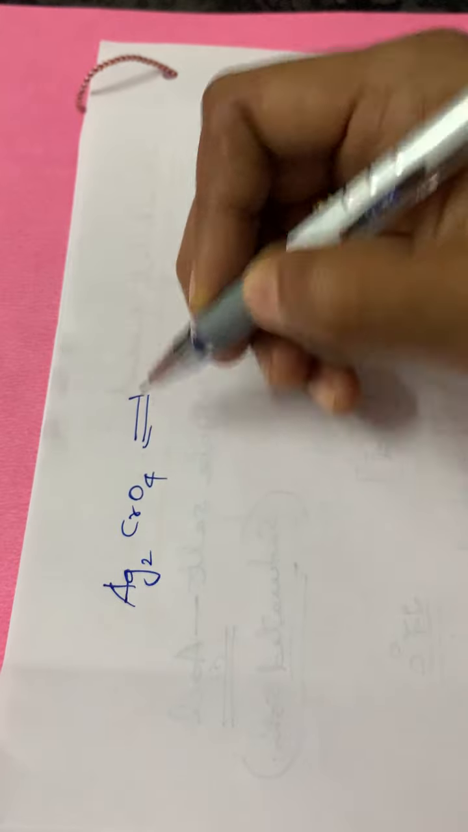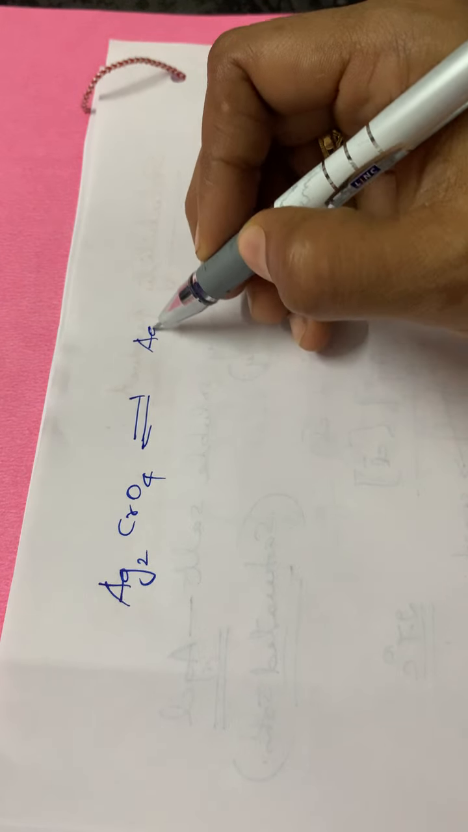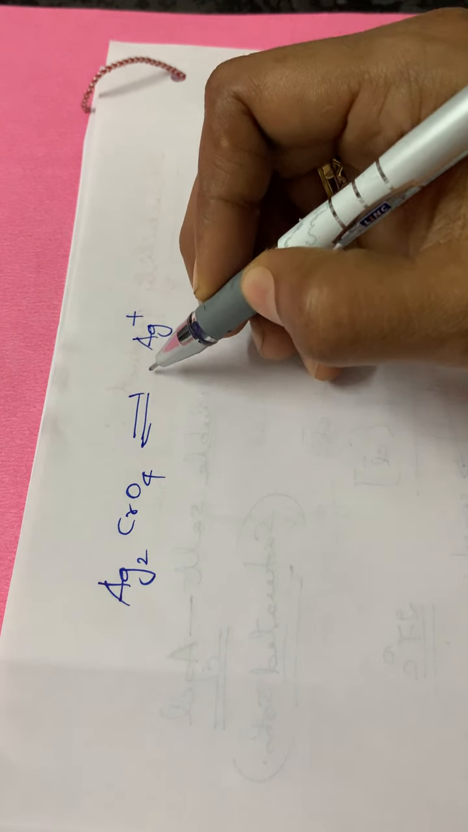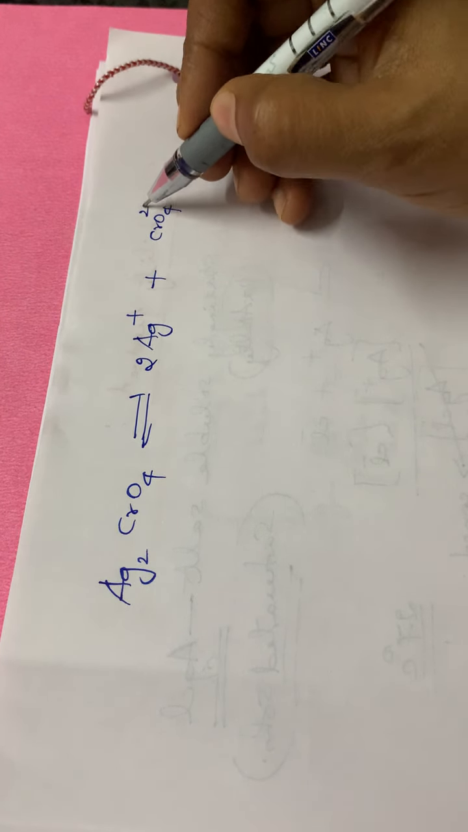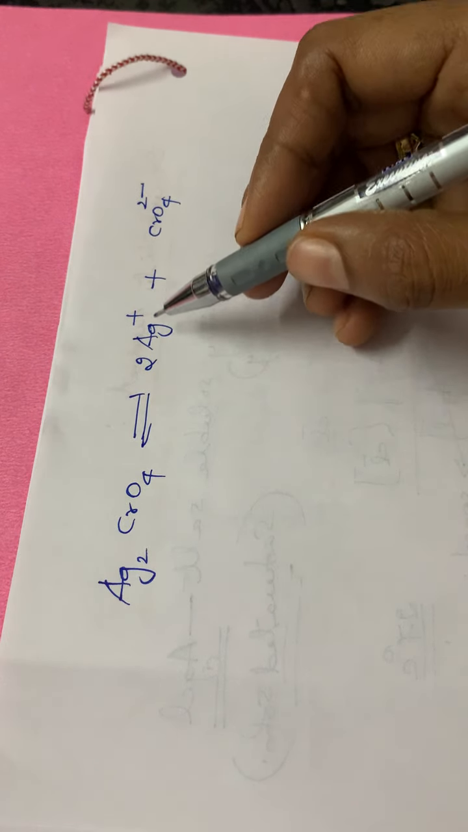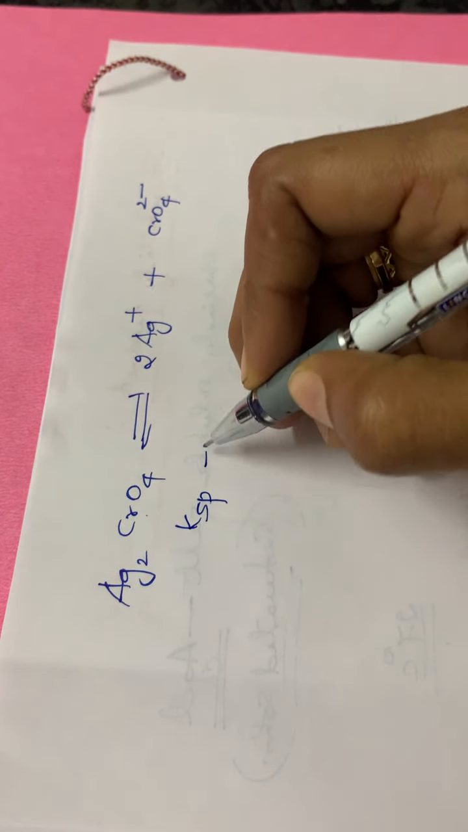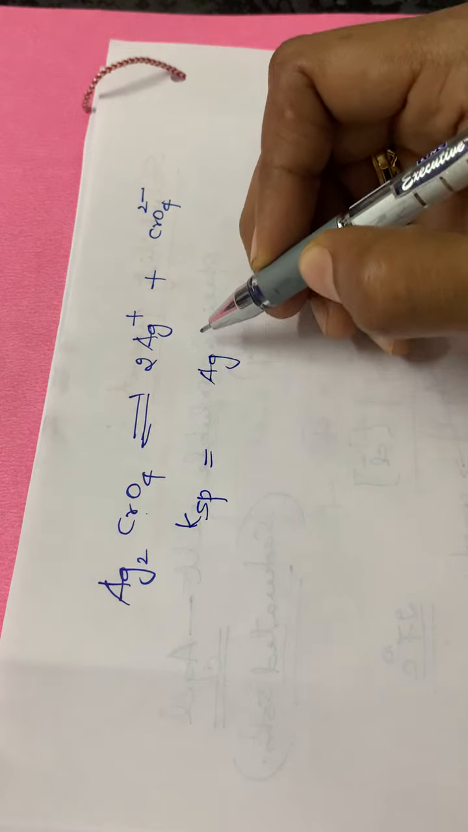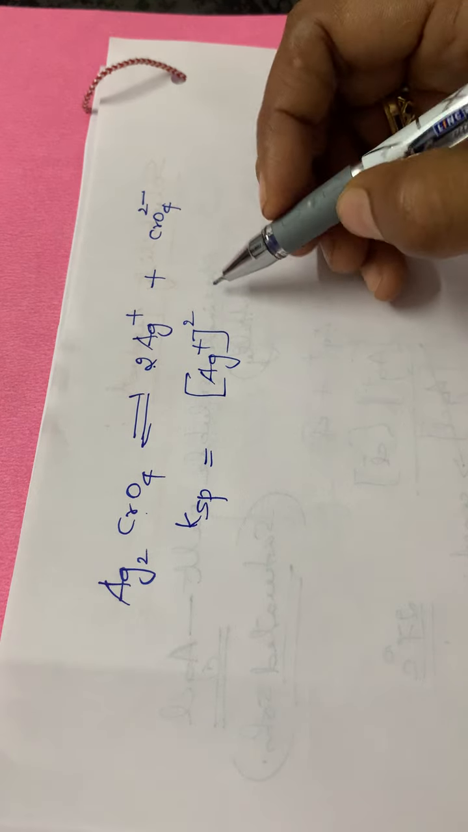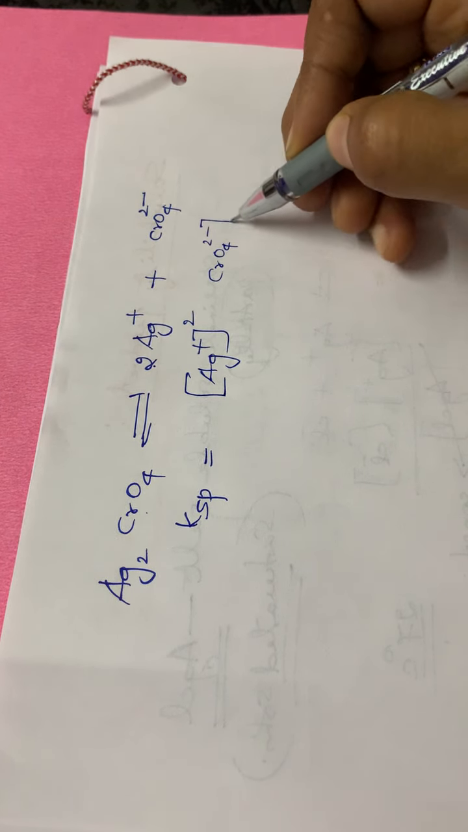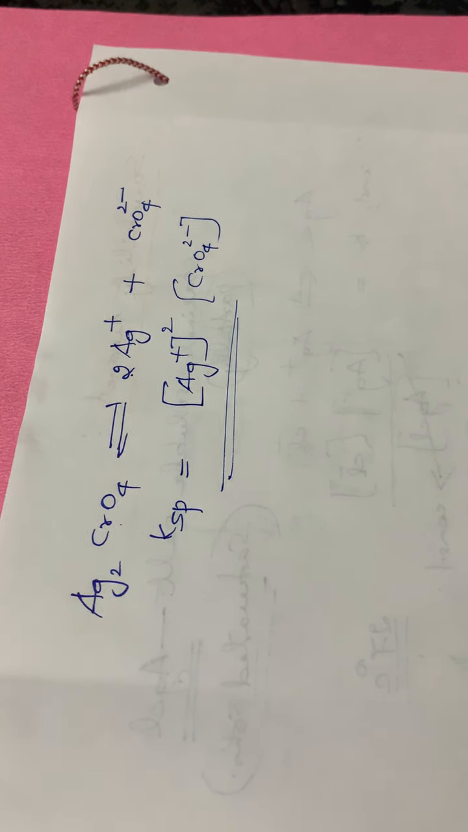Next equation, Ag2CrO4. What is the charge of Ag? It's Ag+, isn't it? Ag+, how many Ag? 2 Ag+, and CrO4, the chromate ion, will be having 2-. Okay, so the equation will be 2 Ag+ and CrO4 2-. Then again the solubility product Ksp is equal to, how will you write? Product of the ionic concentration. So Ag+ the whole squared, since 2 Ag+ are there, into CrO4 2-. So this is the solubility product of silver chromate, Ksp.